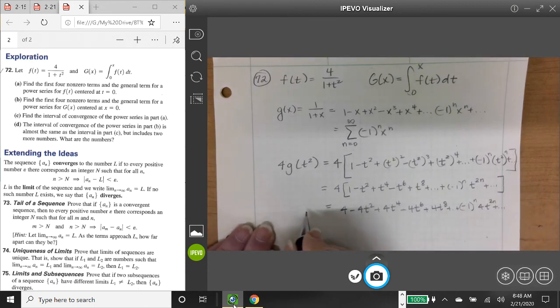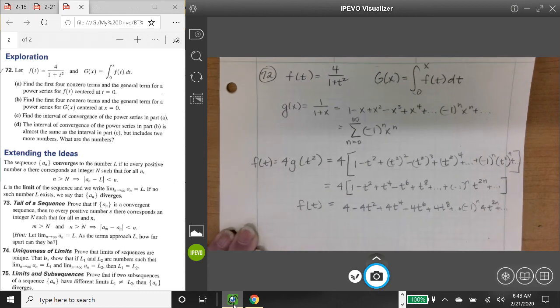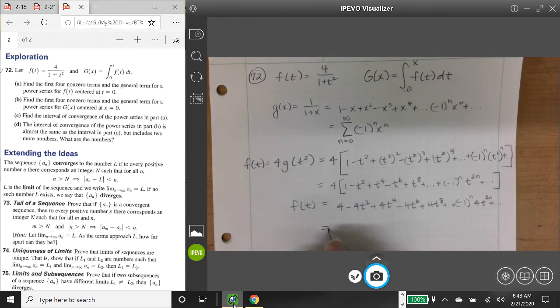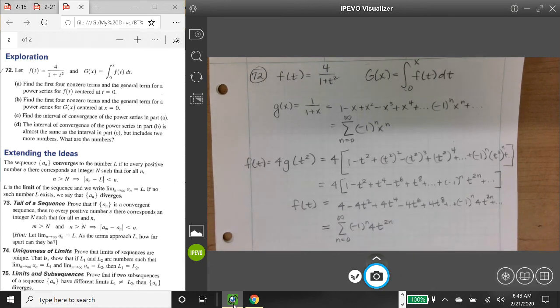Okay, so this is going to be equal to f of t, right? Because we are trying to find f of t, which is a transformation of g, okay? Now, if I want to write it in summation notation, it would be n equals 0 to infinity of negative 1 to the n 4 t to the 2n. All right, now, the first question asked for the first 4 non-zero terms. Well, guess what? These are the first 4 non-zero terms. All right, and the nth term. And this is the nth term.